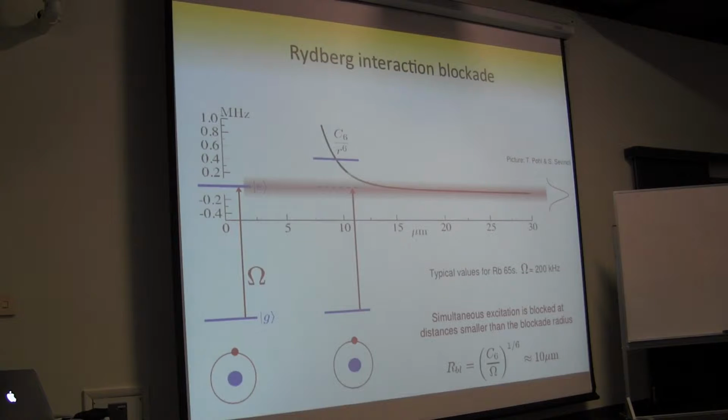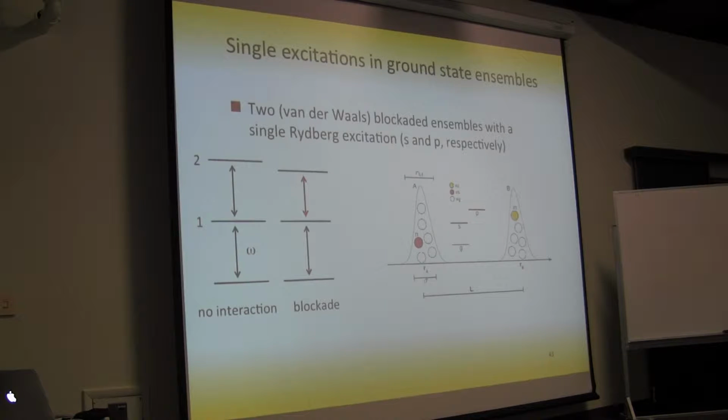Okay, interaction blockade you know by now. Of course, it's that you lose the resonance if you try to excite another Rydberg atom due to their strong interaction, and therefore you can only excite one. That's kind of the range of the whole thing. And now let's apply that.